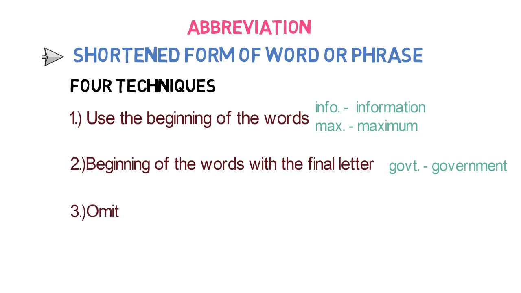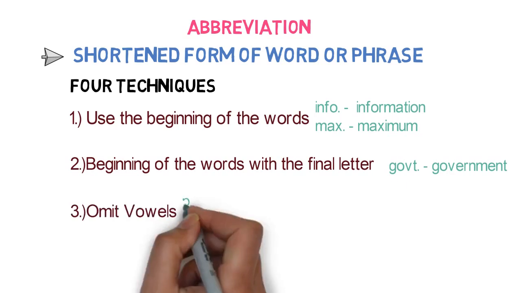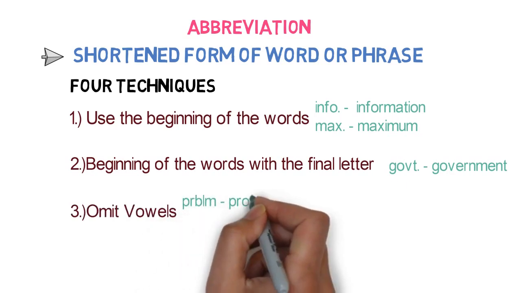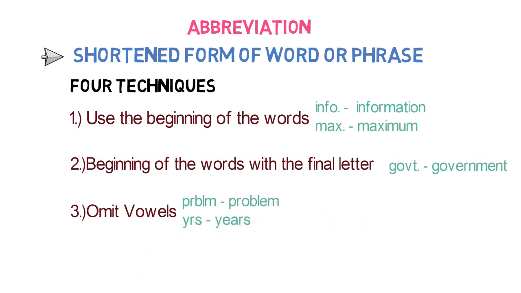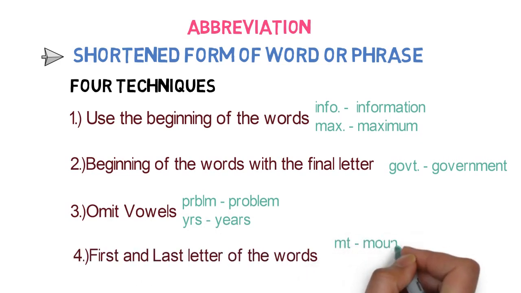Number 3. Omit vowels. Here PRBLM stands for problem. YRS stands for years. Here we have omitted the vowels. Use the first and last letter of the words. Example, MT stands for mount and QT stands for quart.